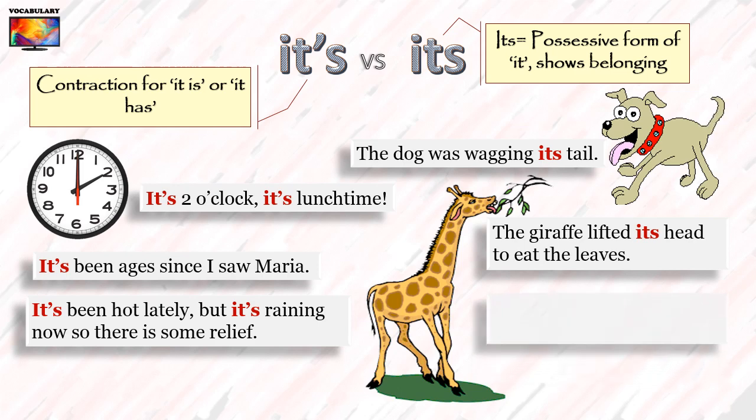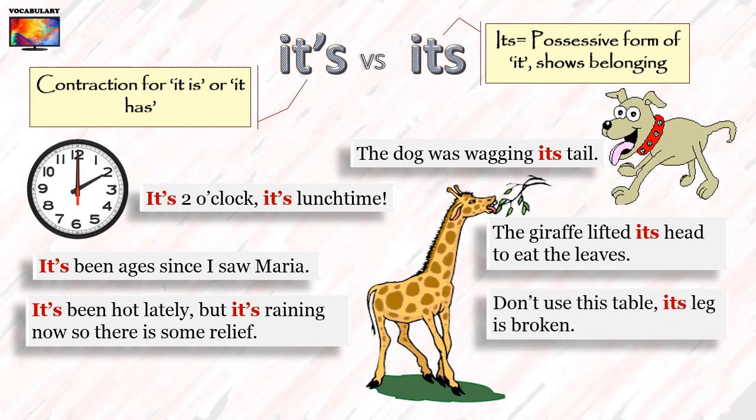Don't use this table. Its leg is broken. Since table is a lifeless thing, we use the pronoun it to refer to such a thing, and its leg is the same as saying the leg of this table. Needless to say, we can't substitute it is or it has in any of these sentences, or else they will sound weird. That's the clue for you.